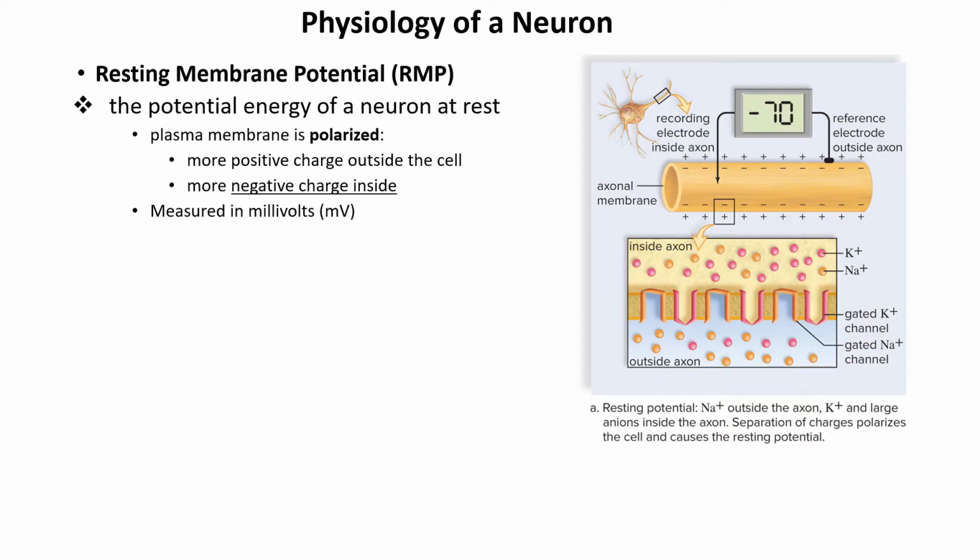So here's just another way of looking at the same thing. We're looking at our resting membrane potential, and here's kind of the axon membrane. And you can see that we've got all these positive ions or positive energy outside and negative ions on the inside, making this negative 70 millivolts difference between the outside and the inside. When we have a separation of charges like this, we say that the plasma membrane is polarized, meaning that the outside is more positive and the inside is more negative. And again, we're measuring this in millivolts.